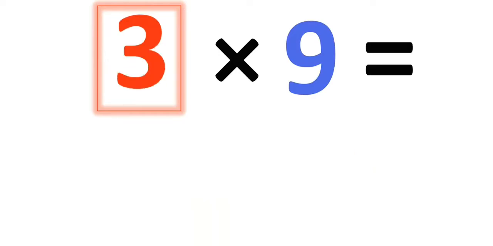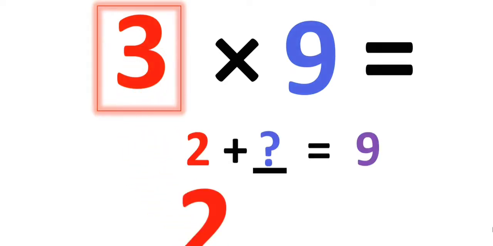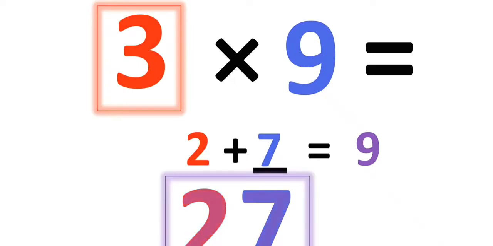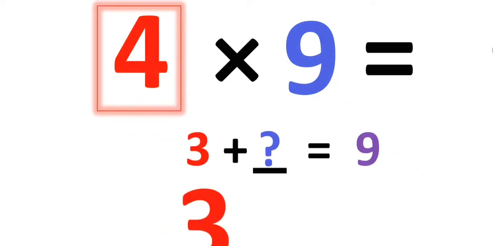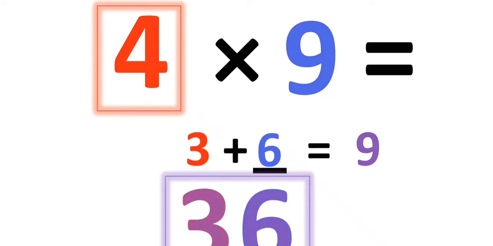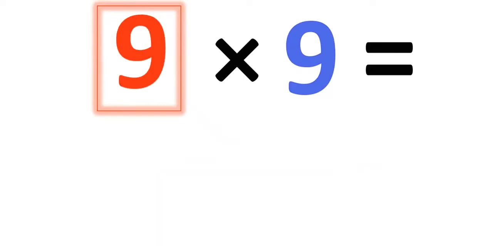Or when you have 3 times 9, 1 less than 3 is 2. Then you say 2 plus what number equals 9? 7. So 27. So forth and so on. 4 times 9. 1 less than 4 is 3. 3 plus what number is 9? 6. So your answer is 36. And you can do that all the way up to 9 times 9 to get 81.